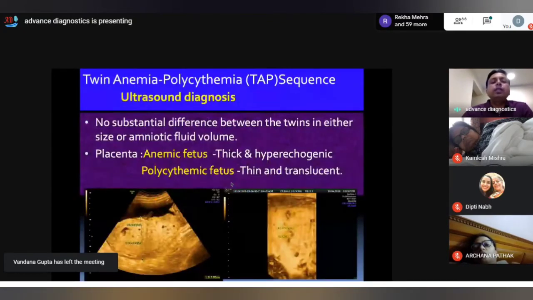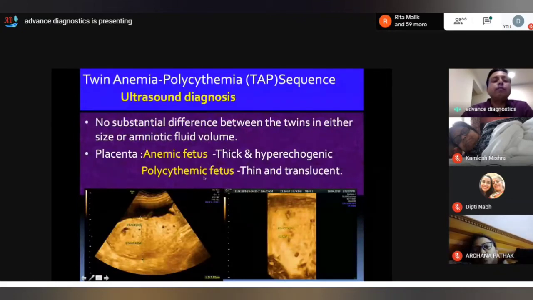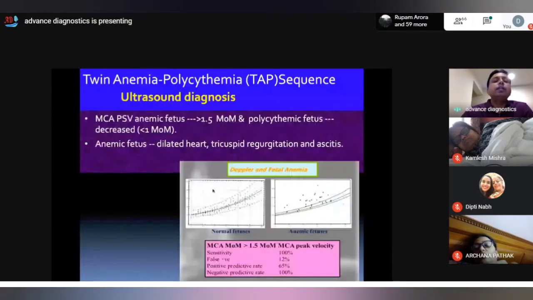So how to diagnose it? First you will see that the placenta is thick and hyperechoic in the anemic fetus, and it is thin and translucent in the polycythemic fetus. But the hallmark is MCA PSV.